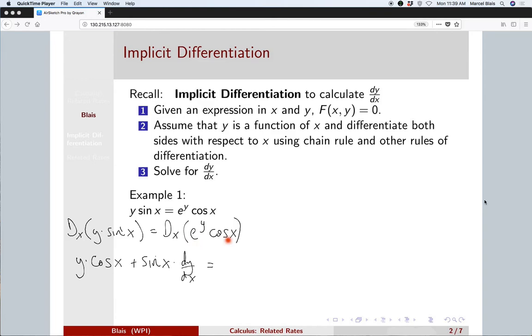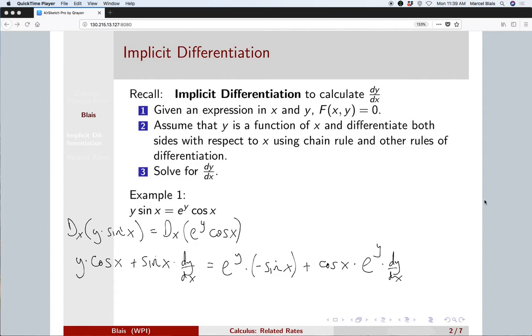Similarly, we use product rule on the right. So first, e to the y, times the derivative of the second. Derivative of cosine x with respect to x is negative sine of x, plus the second times the derivative of the first, and we'll need chain rule here. So the outer function is the exponential, the inner function is y. Derivative of the outer function, leaving the inner function alone with respect to y, is just e to the y. Derivative of that y with respect to x is dy/dx.